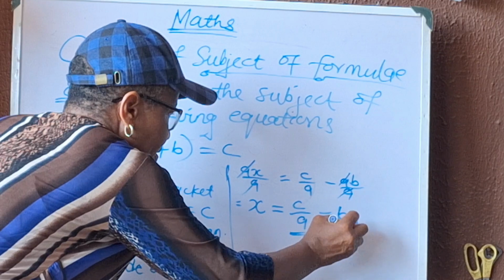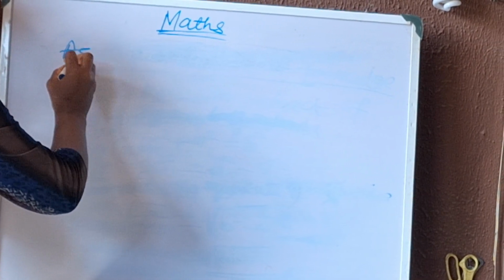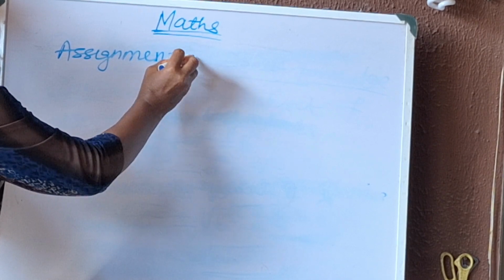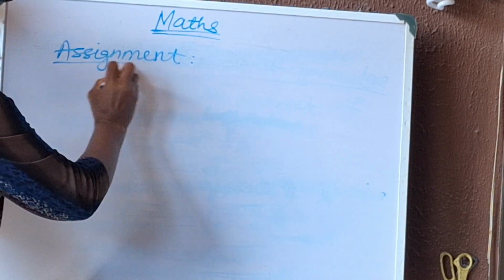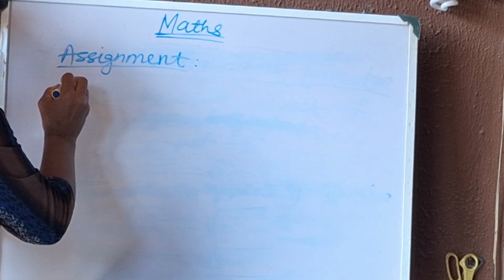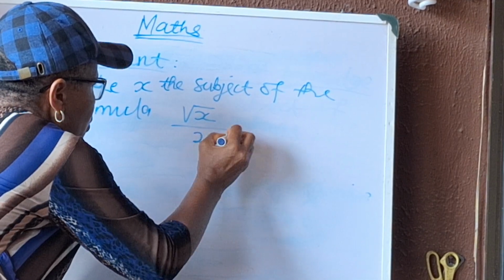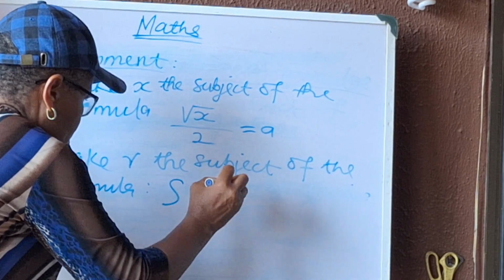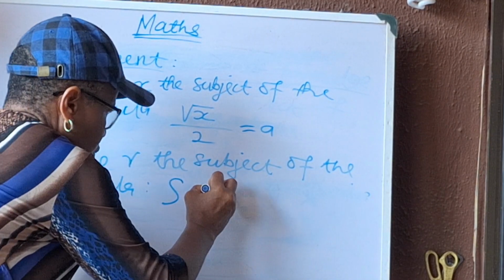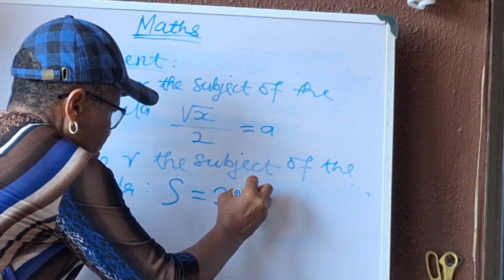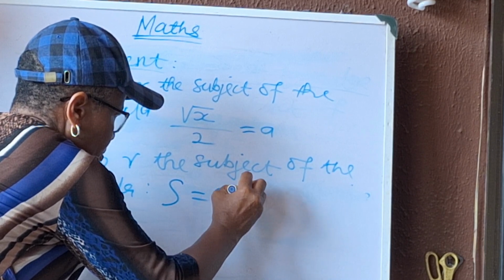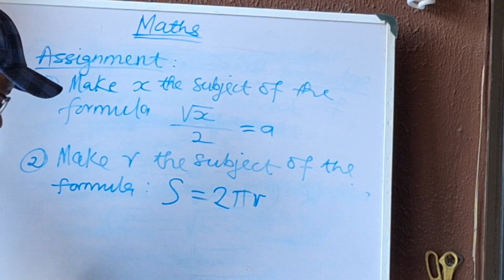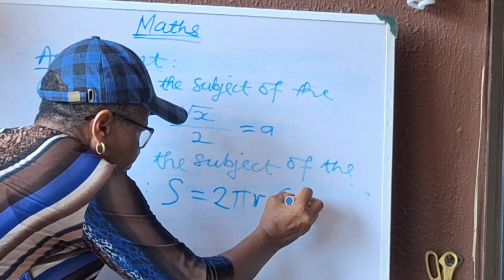Answer. Assignment. One, square root of x over 2 equals a. Two, 2 pi r into, in brackets, r plus h.